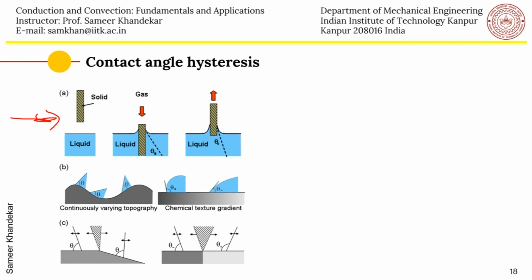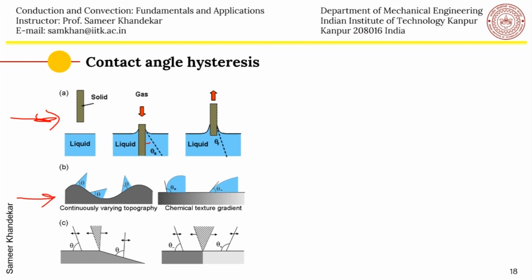Now, in reality, you can have a physically textured surface, or a chemically textured surface like this, which will also show hysteresis. And the theta, when you're moving in this direction, the advancing angle may be different than when you are moving the interface away in the other direction. So one may be theta plus and one may be theta minus.